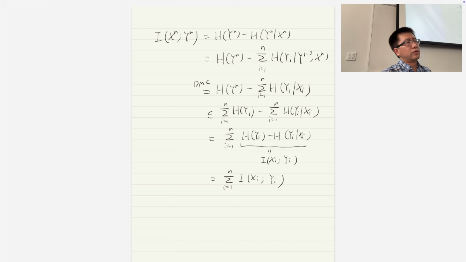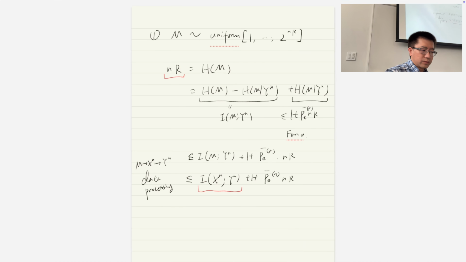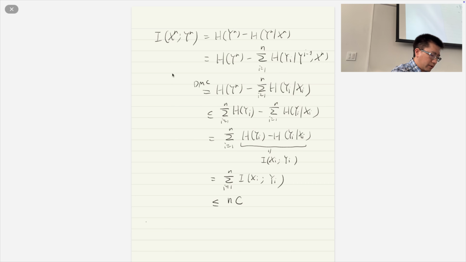So by definition, what is the capacity definition? Capacity means the maximization of the mutual information over P_X, right? Clearly, this guy would be less than or equal to NC. Okay, and together with what we derived from here before, we can conclude that NR will be less than or equal to NC plus 1 plus P bar N NR.